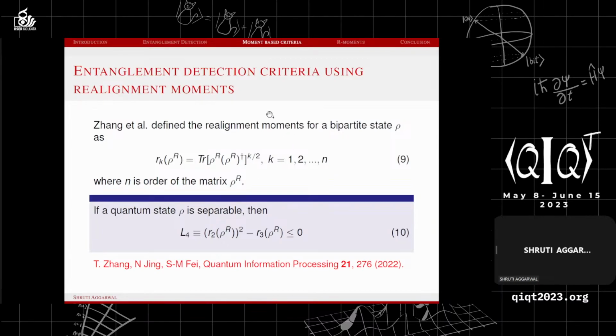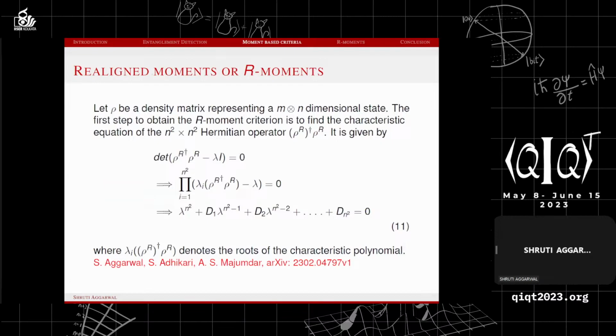We are giving another criteria which is based on the moments of the realignment matrix, and since our criteria can detect bound entangled states also, we have compared the effectiveness of that criteria with this criteria. So let us see how the realigned moments, or R moments, are defined in our work.